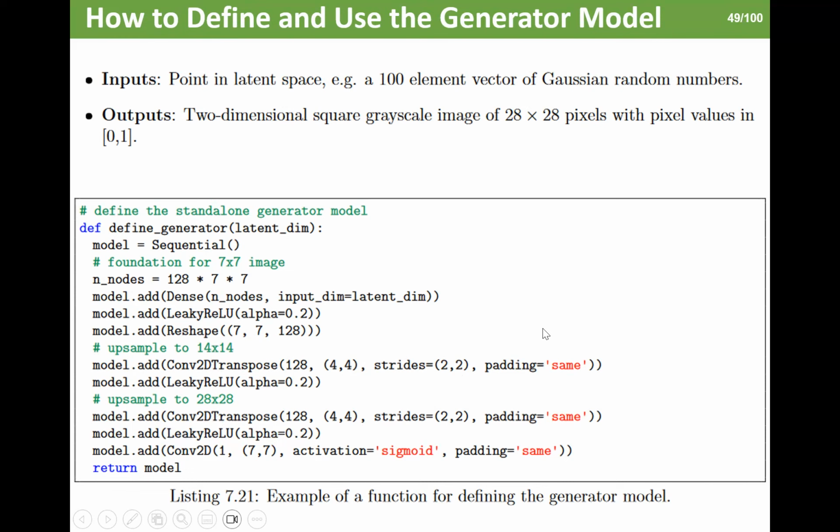Here you see this leaky ReLU, and the alpha is 0.2. That means that if it's negative, you're going to multiply the negative value by 0.2. No one seems to know why alpha is 0.2. It's just one of those hyperparameters.